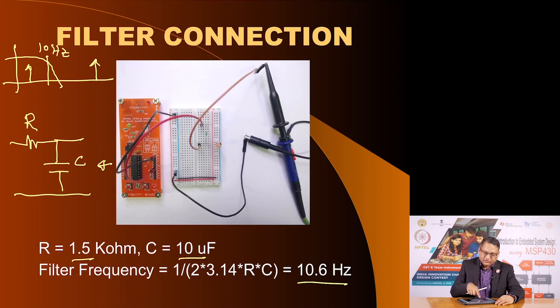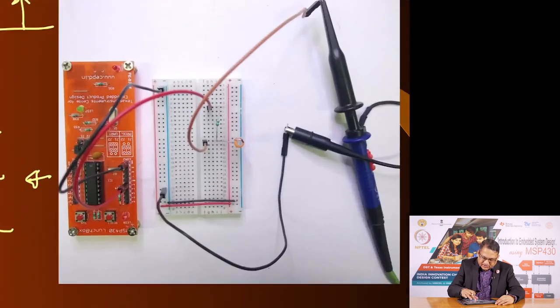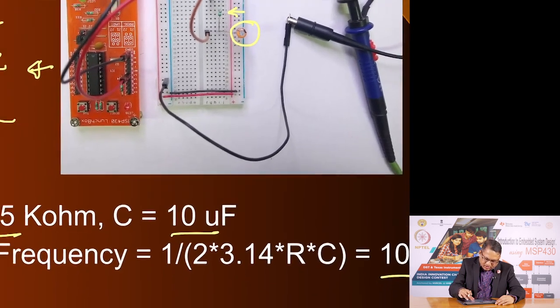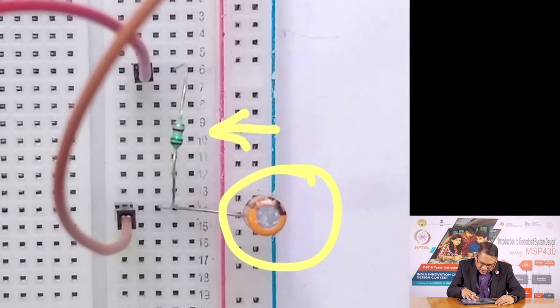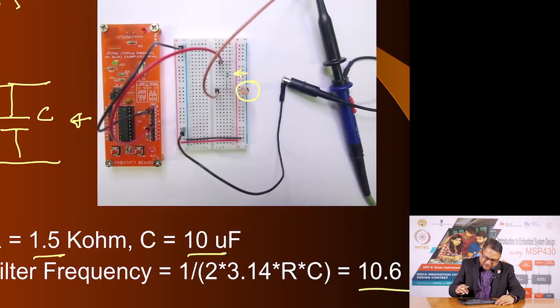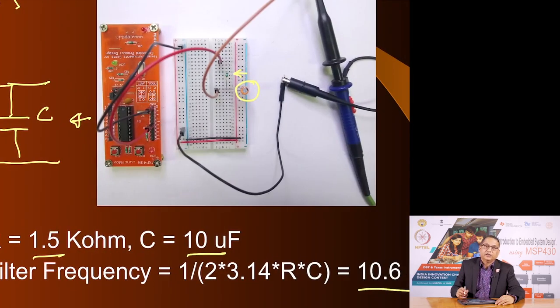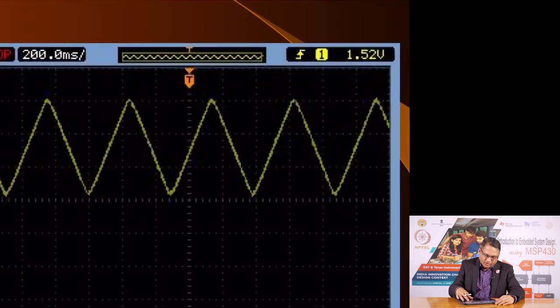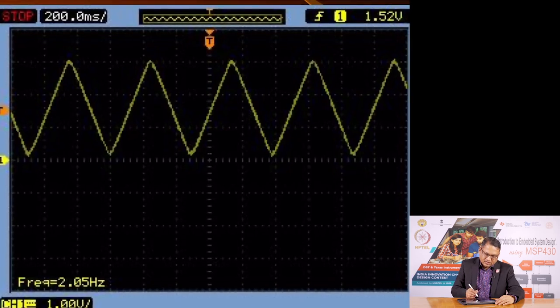What we did was we took the output from P1.7 and applied an external R and C. As you see here, this is the resistor and this is the capacitor. This is a 1.5 kilo ohm resistor and a 10 microfarad electrolytic capacitor. The resultant was this frequency, and here is the filtered output, and as you see here the time period is indeed 2 hertz.